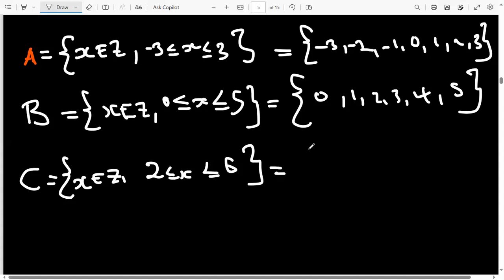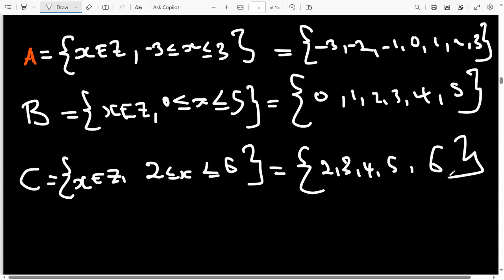So this will be equal to, let's list all the integers between 2 and 6. So we're going to say 2, 3, 4, 5, and then 6. So you can see that from the set builder notation that we have here, we're able to list down the elements that are in those sets. Why are we able to list them? Because we are dealing with a very good set of numbers here, which are integers.